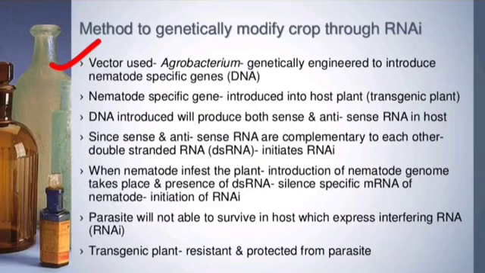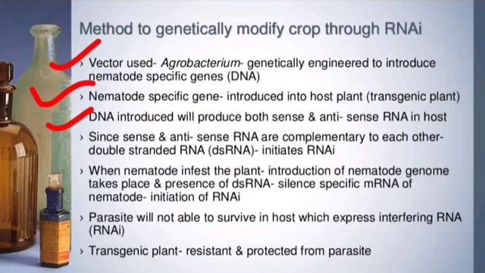In the host plant, a nematode-specific gene is introduced. That is called a transgenic plant. When the recombinant DNA is introduced into the tissue or cell of a host plant and then cultured, it forms a transgenic plant. The introduced DNA will produce both sense and antisense RNA in the host. So the host is the plant here.